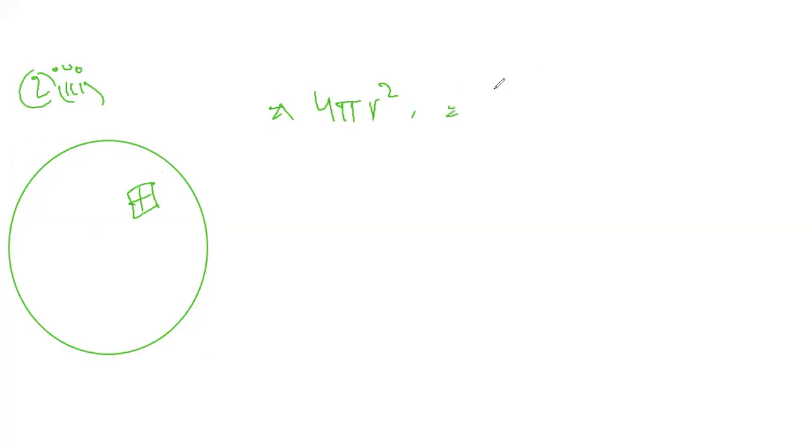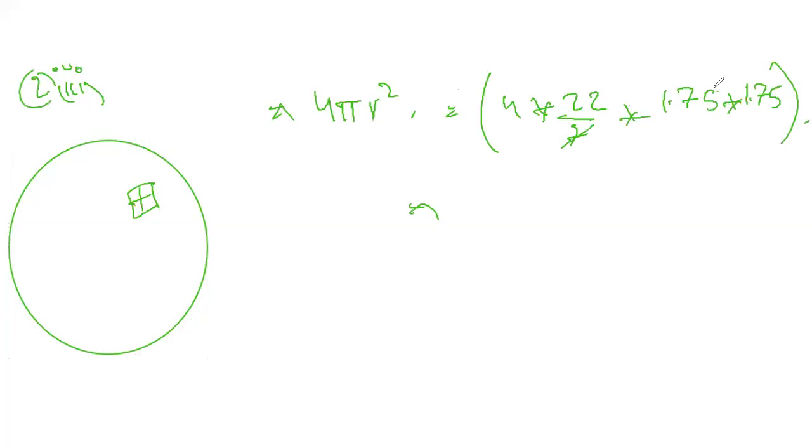So we'll substitute our values. So 4 into 22 by 7 into 1.75 into 1.75, we'll solve it further. So 7 twos are 14 and 0.25. So 4 into 22 into 0.25 into 1.75 is, so our final answer is 38.5 centimeters square.